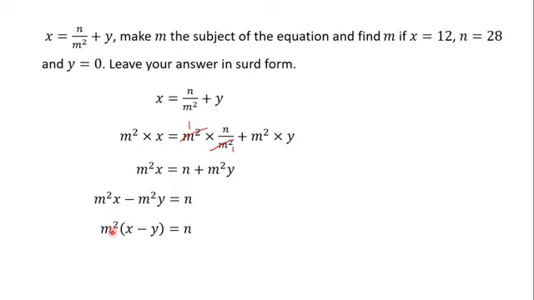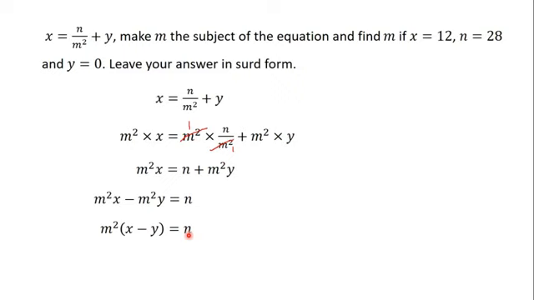So if you factorize m squared out, you are going to get m squared into bracket x minus y is equal to n. I'm sure that by this time you are conversant with why we are putting x minus y in the bracket. We've explained it all along since we started. So m squared into bracket x minus y is equal to n. We want to make m squared stand alone.